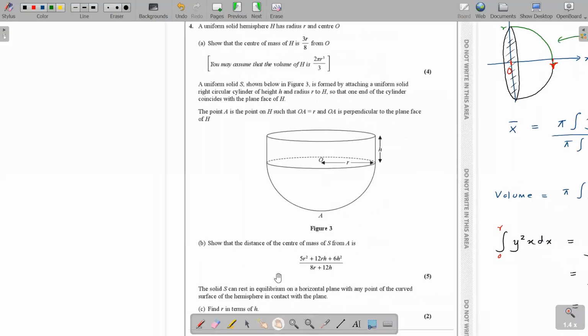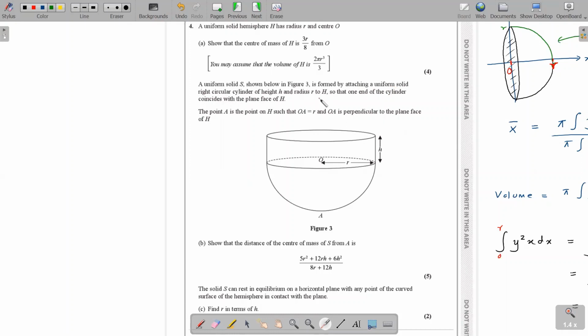Okay, so we'll move to the next part. They say a uniform solid S shown below in figure 3 is formed by attaching a uniform solid right circular cylinder of height h and radius r to capital H. Capital H was the solid hemisphere, right? So the hemisphere, you've attached a solid uniform right circular cylinder of height simple h and radius simple r.